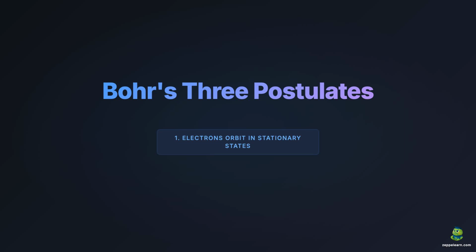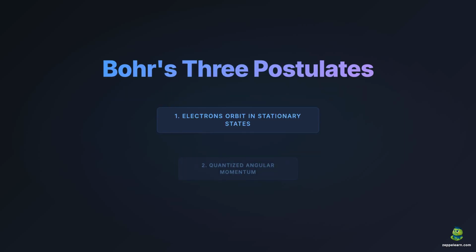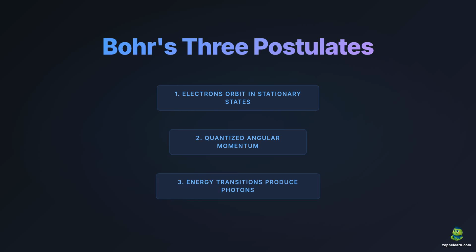First postulate: electrons move in circular orbits without radiating energy, which solved the stability problem of atoms. Second postulate: angular momentum is quantized in multiples of h-bar, restricting electrons to specific orbital radii. Third postulate: energy is emitted or absorbed only when electrons jump between these allowed energy levels.